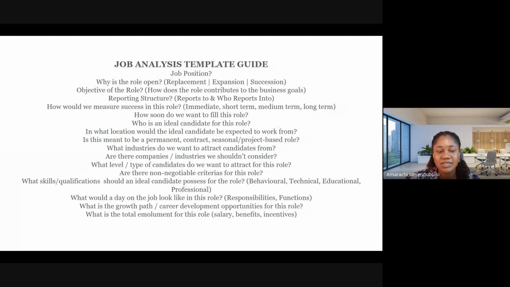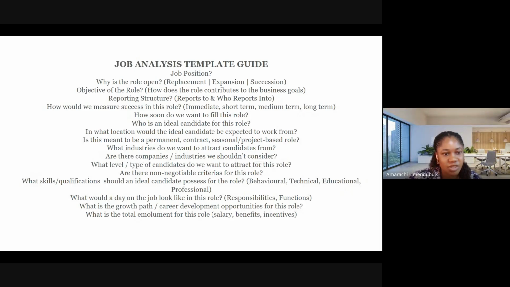So it is important that you find out, are there companies, are there industries you don't want us to get candidates from, so that you're clear. And it also helps you define your recruitment strategy as well. Okay, so moving on.